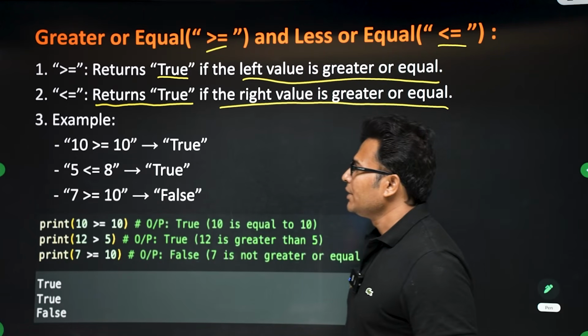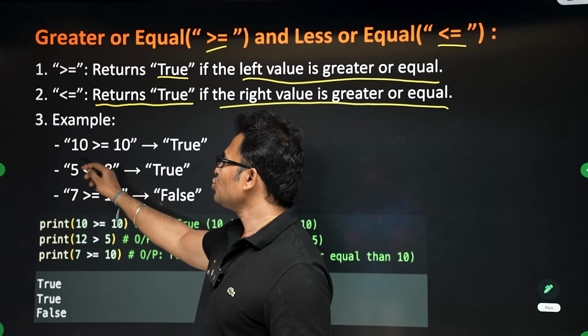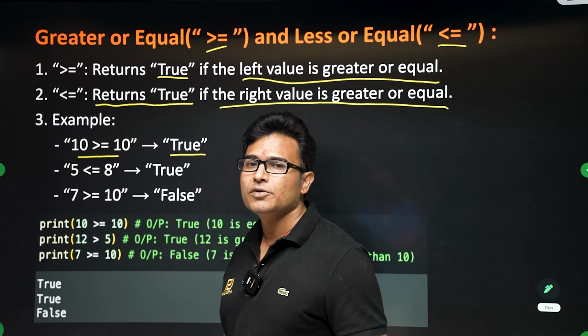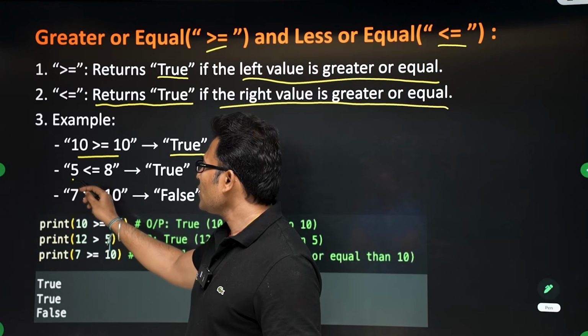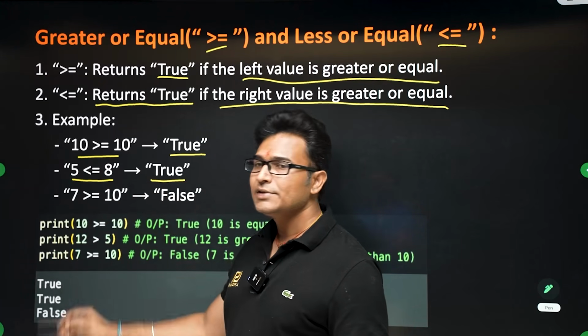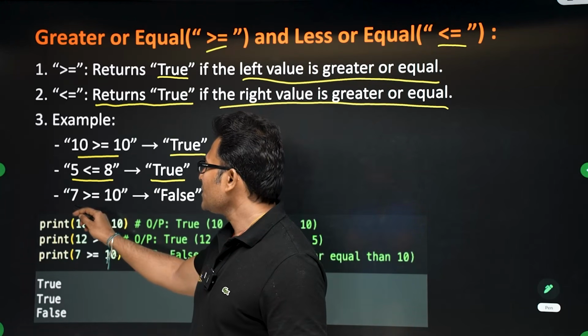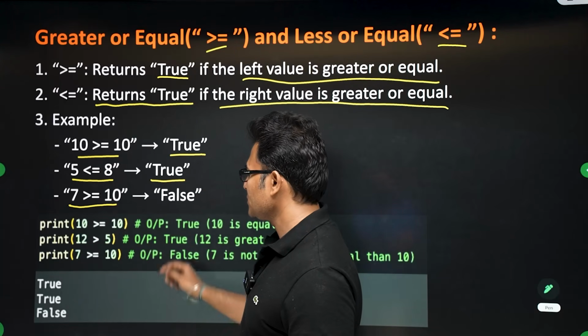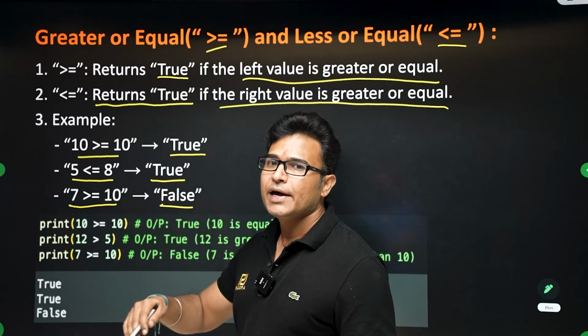For example, 10 is greater than or equal to 10 is true. Why? Because 10 is greater than or equal to 10. 5 is less than or equal to 8 is true. Why? Because 5 is less than 8. 7 is greater than or equal to 10 is false, because 7 is less than 10.